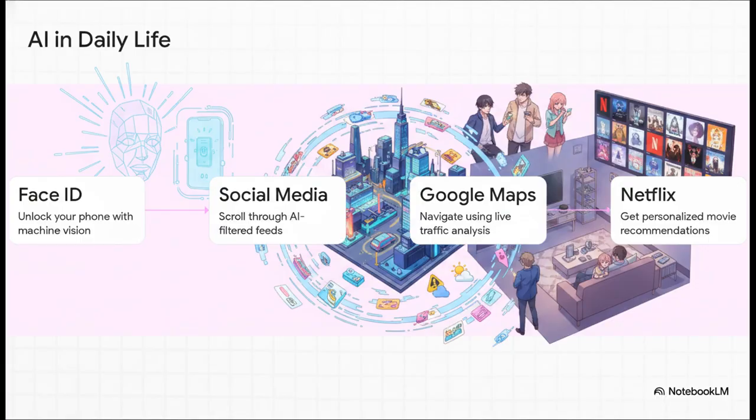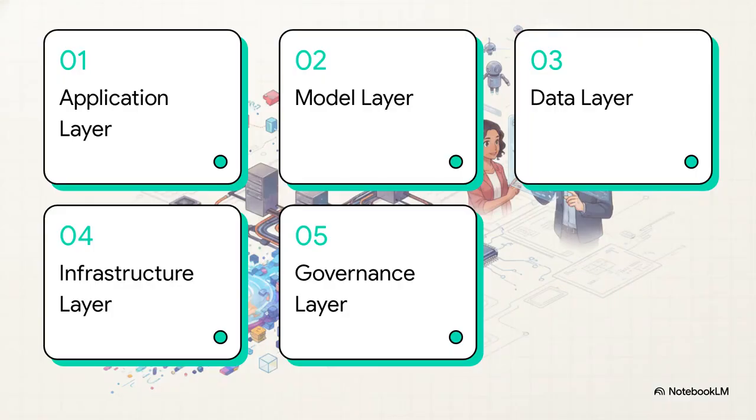It's everywhere. So to really understand how all this works, it helps to think of AI kind of like a massive iceberg made up of 5 distinct layers. Today we'll be covering number 1, the application layer, 2, the model layer, 3, the data layer, 4, the infrastructure layer, and finally, number 5, the governance layer.